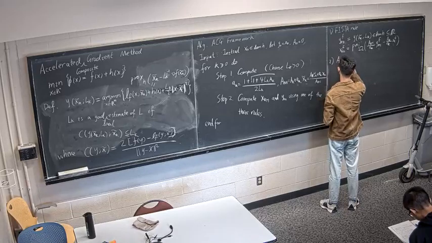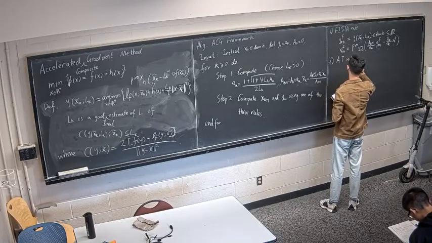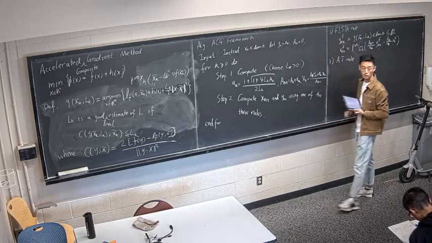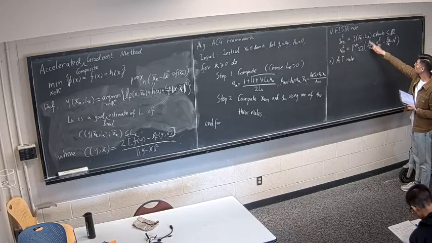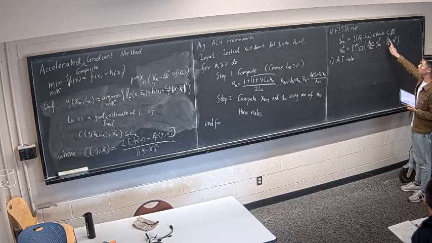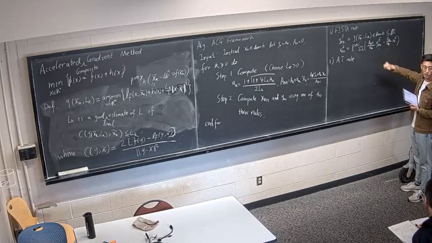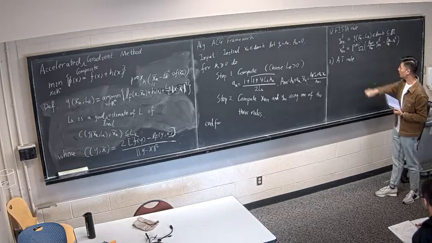And the second rule is called the AT rule. Can you say again why it's equal to 1? AK plus 1 minus AK is little ak, and divided by little ak is 1. Okay, thank you. The second rule is called AT.